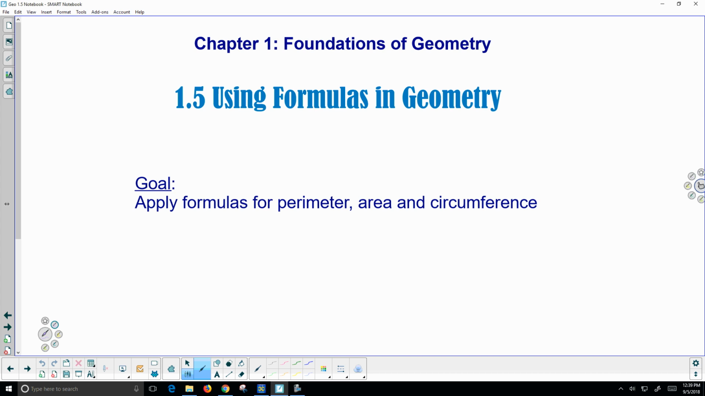Hello, ladies and gentlemen. This is Mrs. Taylor, and I'm bringing you the 1.5 section for geometry, which is using formulas in geometry. We're going to learn and apply formulas for perimeter, area, and circumference.